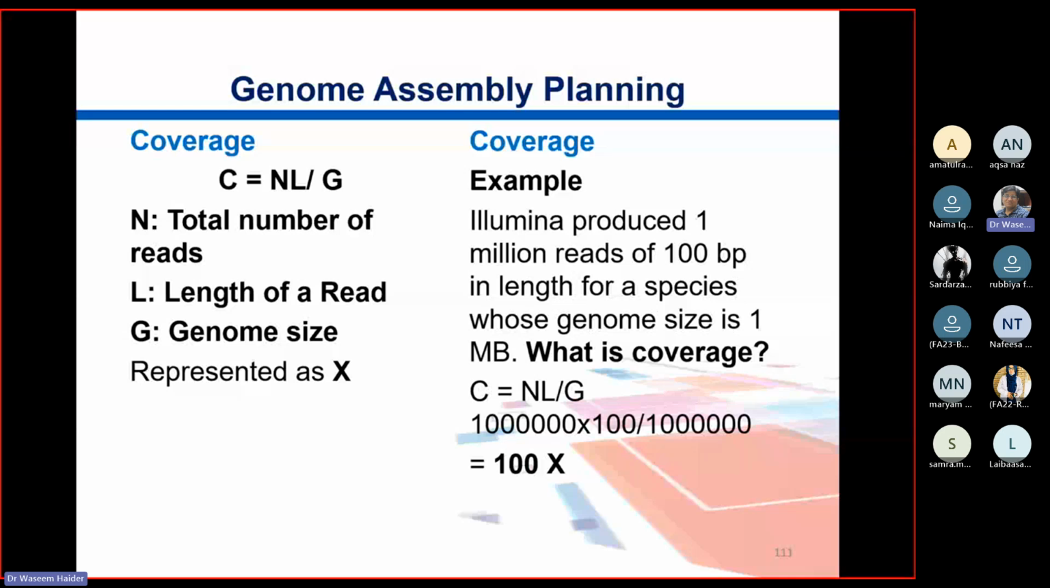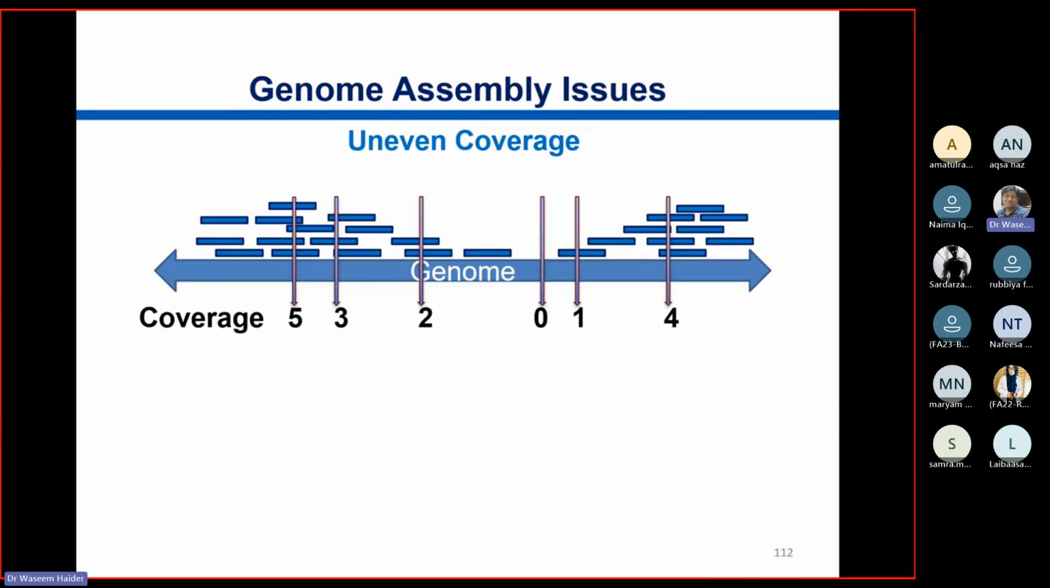So there is one example. Illumina produced 1 million reads of 100 base pairs in length for a species. So 1 million is the number of reads multiplied by the length of one read, 100, that makes 100 million, divided by a species whose genome is 1 MB, 1 million bases, right? So the 1 million cancels, and you get coverage as 100x, which is excellent, which is awesome. Okay, so any assembly project is okay if your coverage is beyond 30x. 50 is a good number and 100 is an excellent number.